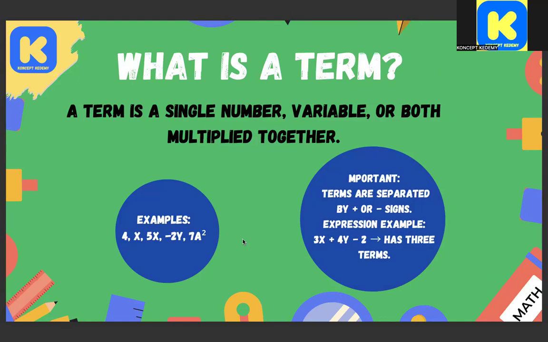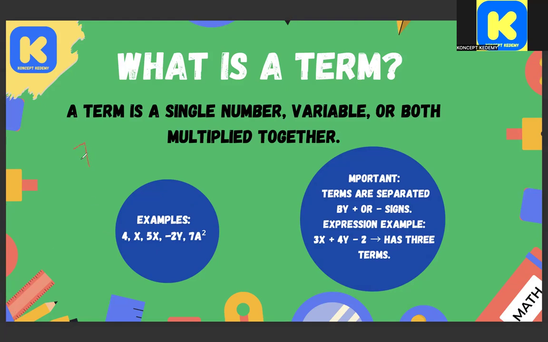What is a term? A term is a single number, variable, or both multiplied together. Like you can see 4x, 5x, minus 2y, and 7a squared. So these are called terms. You can call it a unit of algebraic expressions, like one or two could be there, so it will become an algebraic expression. So a term is a single number, it can be a variable, or it can be both variable and constant.